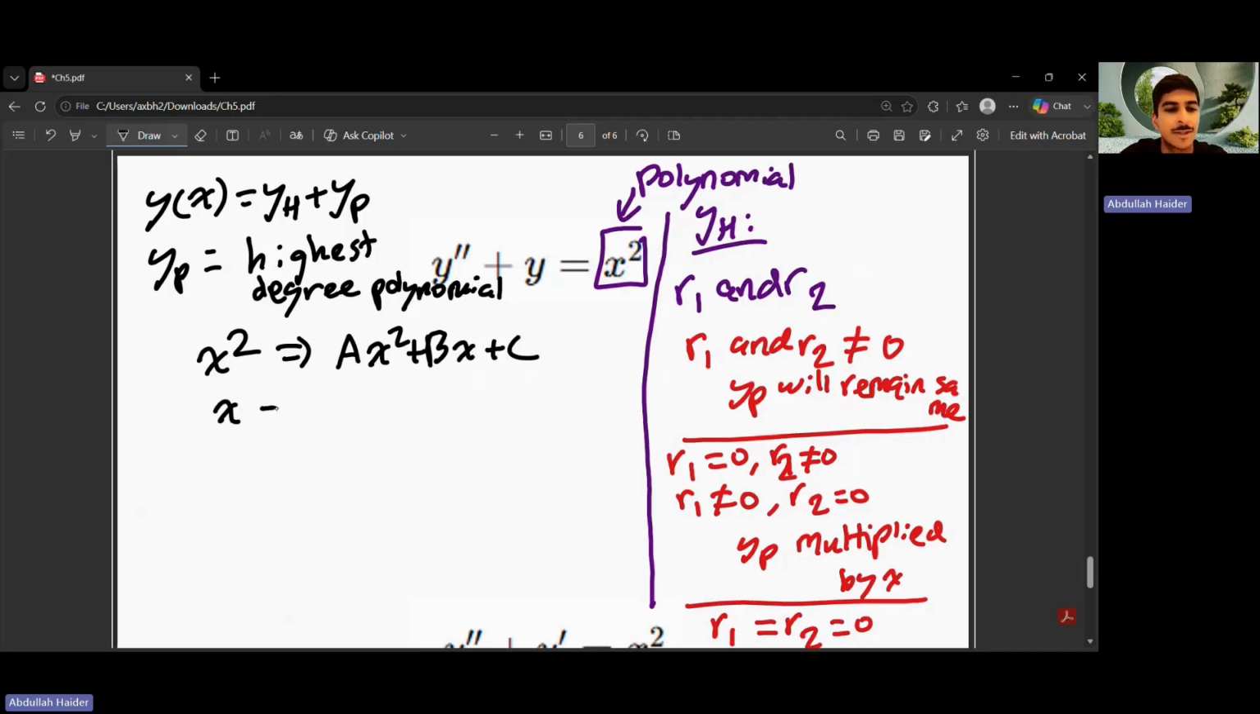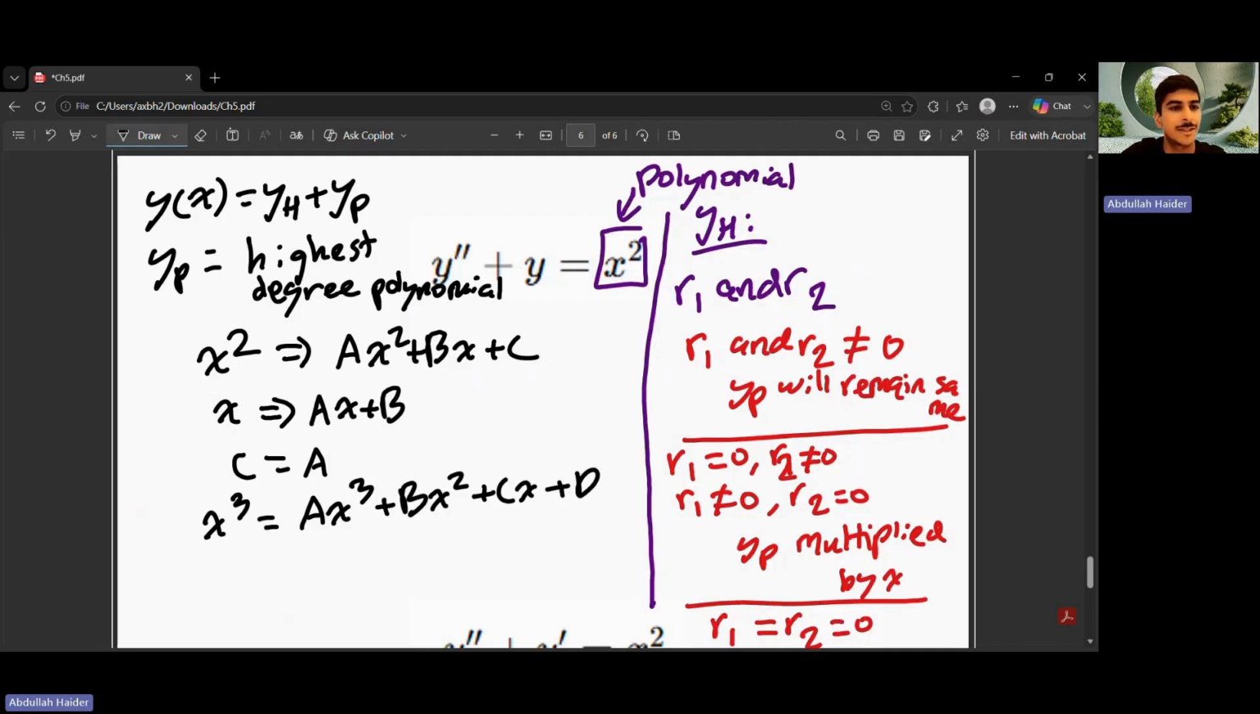If you have x on the right side, then your yp is going to be ax plus b. If you have a constant on the right side, like you have a polynomial but there's no x, you have a constant number, then you'll only take a. And if you have an x cube, then it's going to be ax power 3 plus bx power 2 plus cx plus d. So you basically get my general idea. Your yp is going to be the highest order expression of that polynomial.